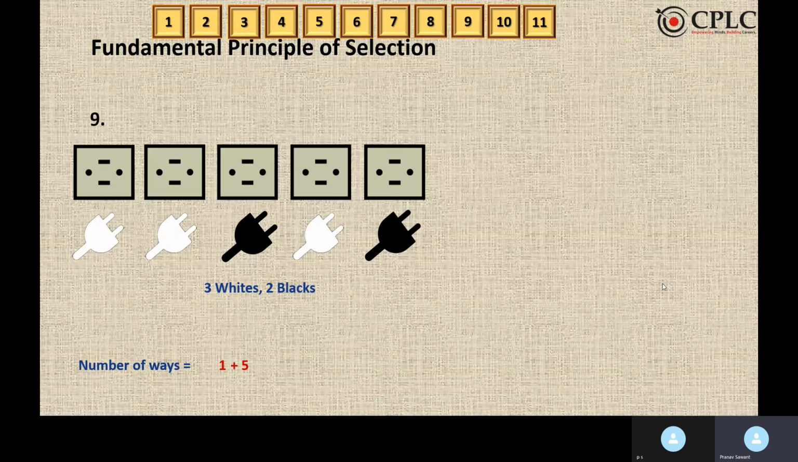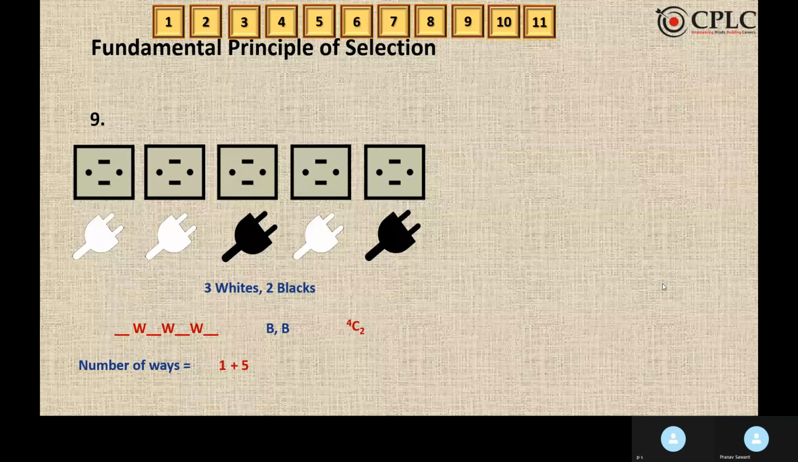If two are blacks and 3 are whites, we can have the ways in this way. That is, there must be 3 whites in between, and we need to put 2 blacks. As this is the only case of putting 2 blacks, because the blacks are not together, we have to select 2 blacks out of 4 empty spaces. So it is going to be done by using 4C2 ways. So that is 6 ways.